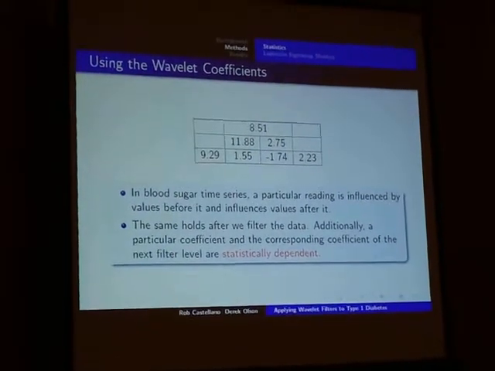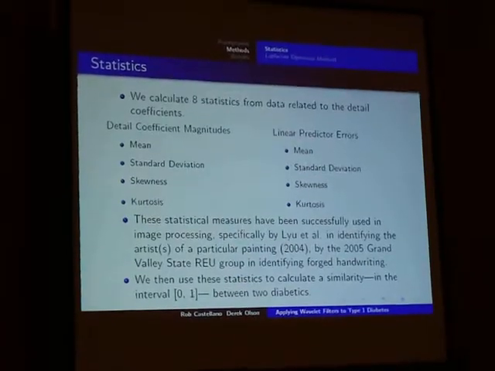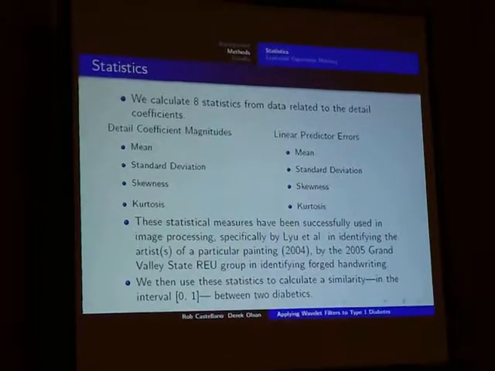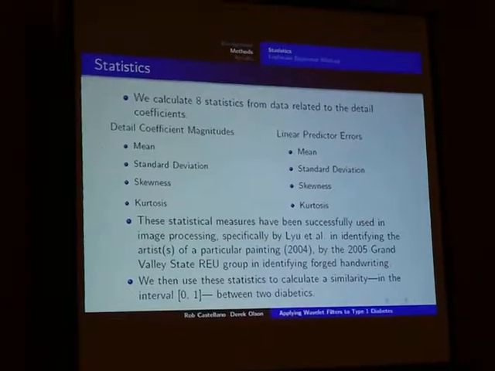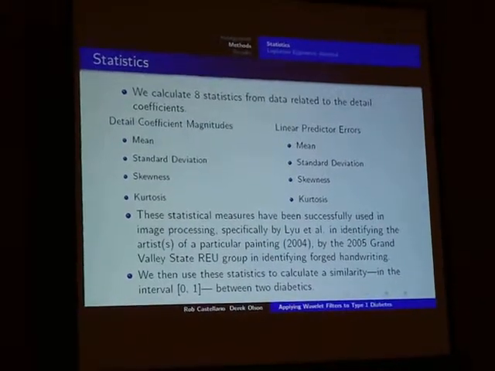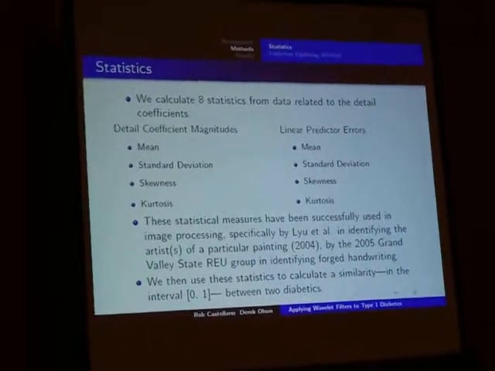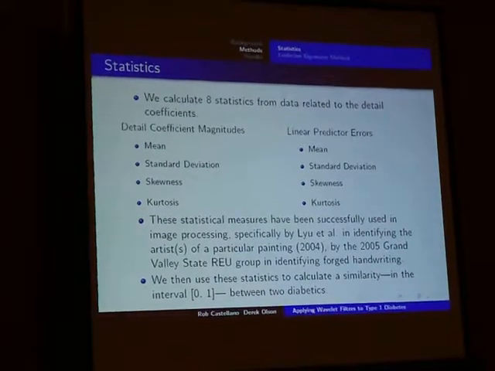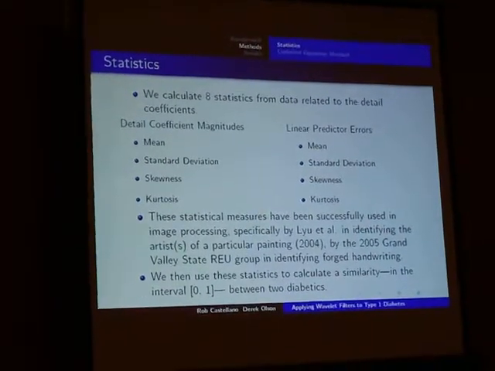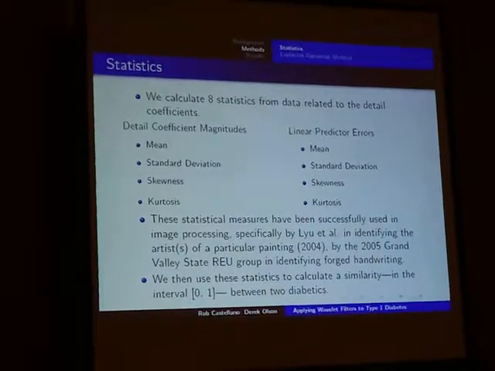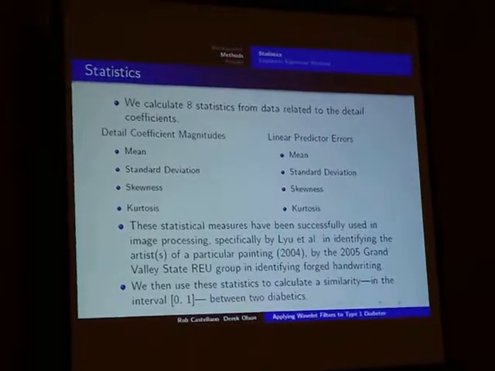So with this relationship in mind, we calculate 8 statistics from data related to the detail coefficients. First, we calculate the mean, standard deviation, skewness, and kurtosis of the detail coefficient magnitudes, and then we calculate those same 4 statistics for the linear predictor errors. And the linear predictor errors are data related to the detail coefficient magnitudes, and this is where the relationship between the different readings comes into play, and it is crucial with the linear predictor.